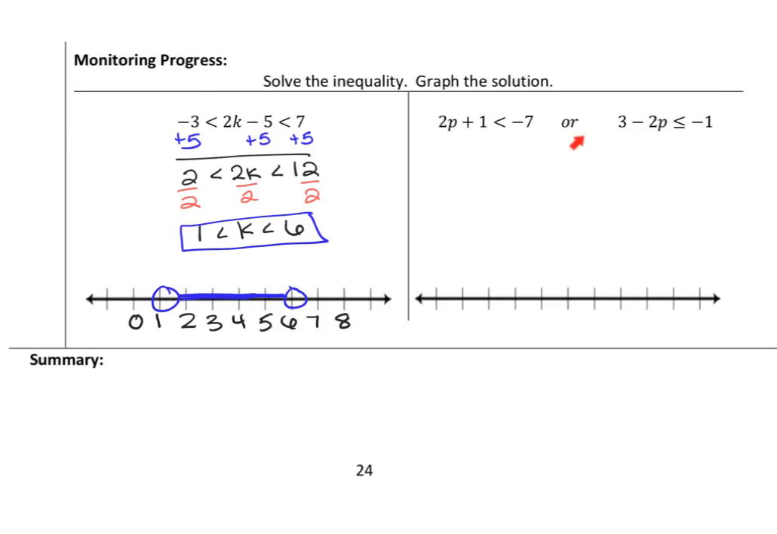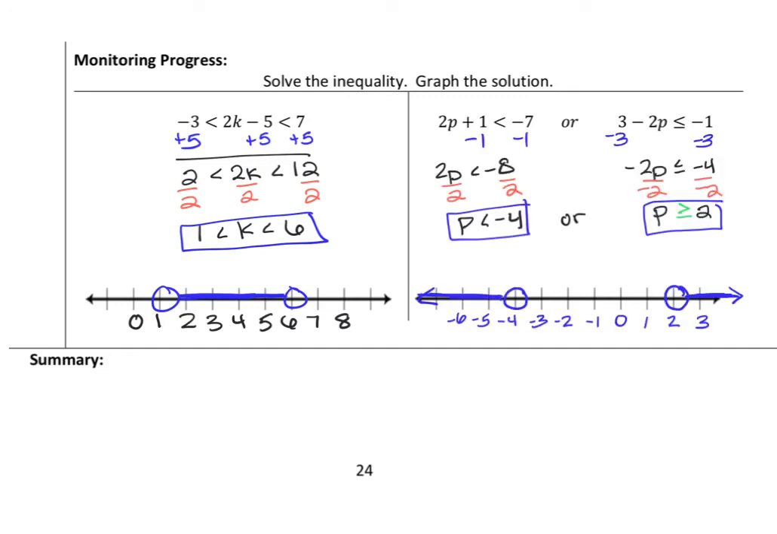Go ahead and try solving this one on your own. Pause the video, try it on your own, and then unpause the video to check your work. Okay, so for your first inequality, you should have had p is less than negative 4, so an open circle on negative 4 shaded to the left.